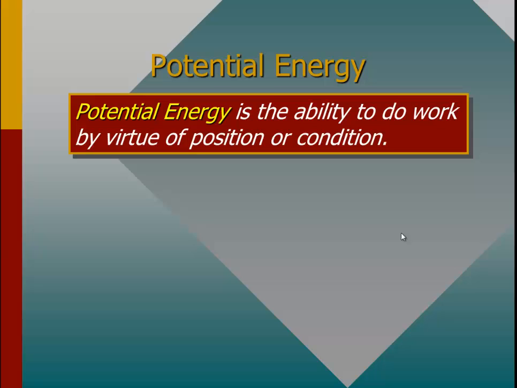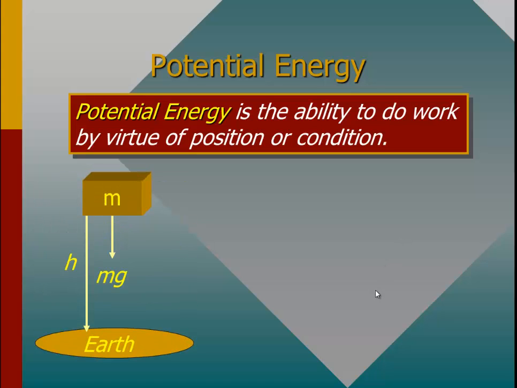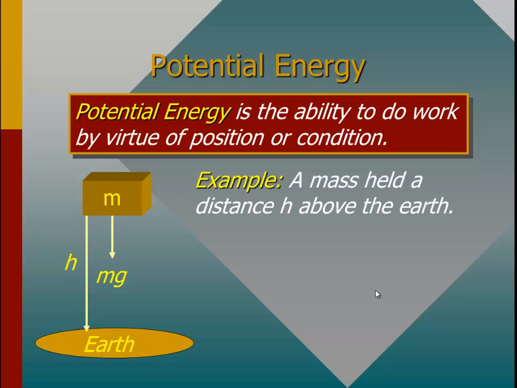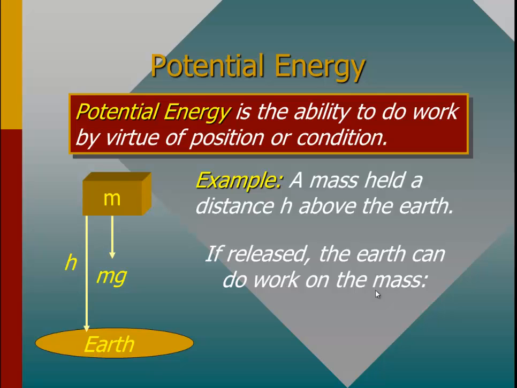Potential energy is the ability to do work by virtue of position or condition. So here we have gravitational potential energy. A mass is held a distance h above the Earth, and if released, the Earth can do work on the mass. So it's the gravity caused by the Earth that can do work on the mass. And so the work would be mgh, and as we can see here, mg corresponds to the force, h is the displacement. So it's the same concept that we had before, we're just now giving it new names, mgh.